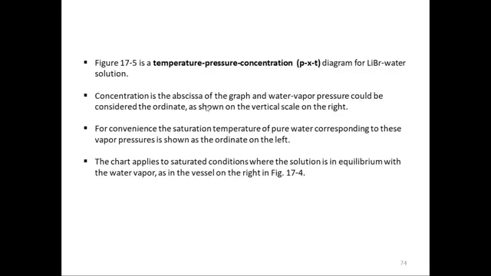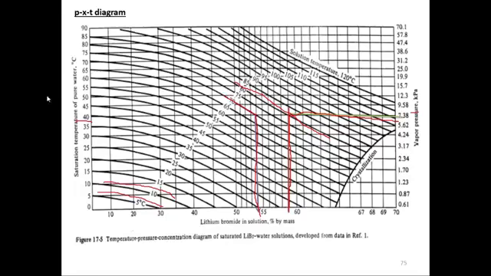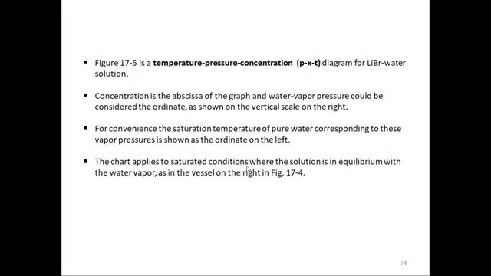Concentration is the abscissa of the graph, and water vapor pressure could be considered the ordinate as shown on the vertical scale on the right. So as here, one side is the water temperature, the other side is the water vapor pressure, and x-axis is the concentration of lithium bromide, x. So PXT from right to left, PXT. Okay, so that's the diagram we discussed.